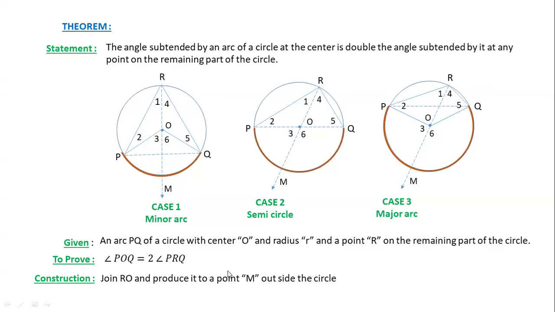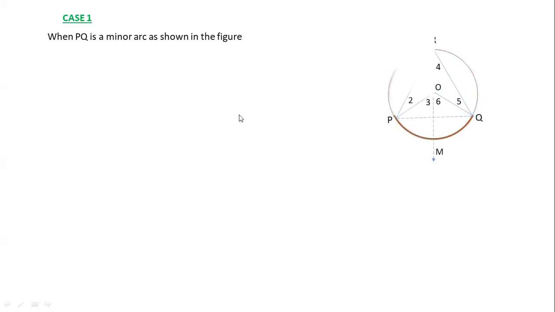Now, the next part. Let's take the first case. Since I have already drawn the figure, I am not going to draw it in detail. I'll directly draw the figure here. What was the first case? When PQ is a minor arc, as shown in the figure. This was the first figure which we have drawn. Exactly the same thing is copied and shown, so that now it becomes easy for you to see and understand.